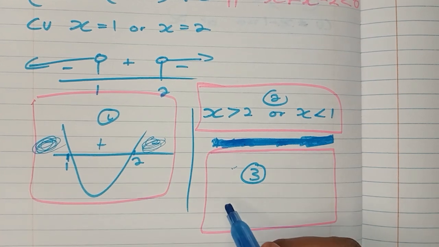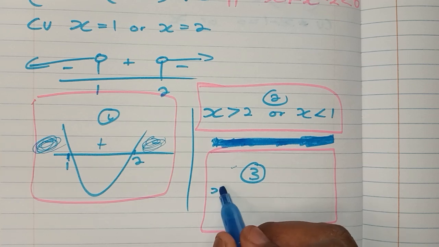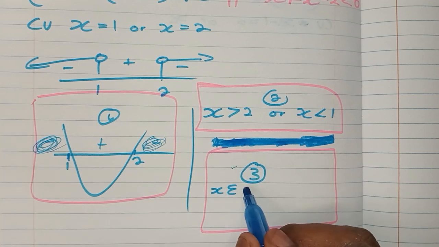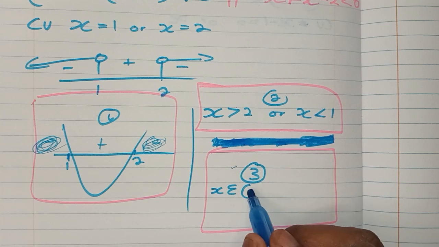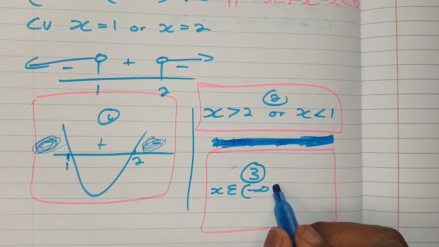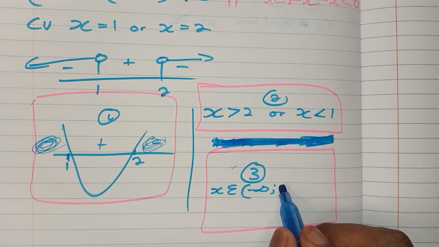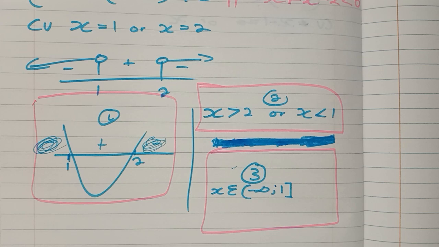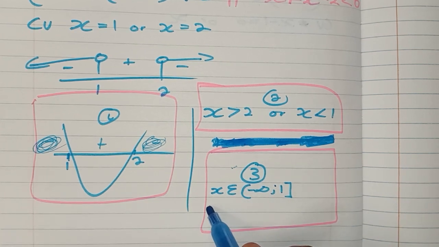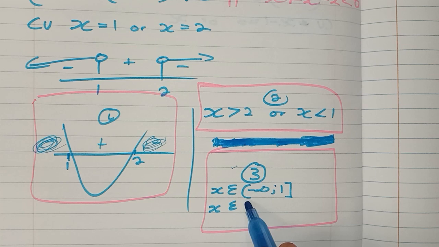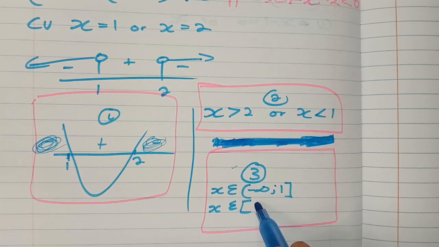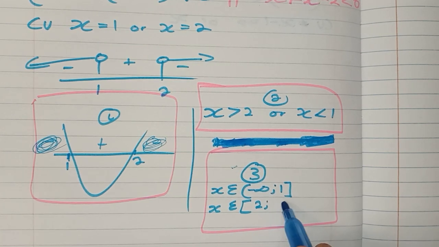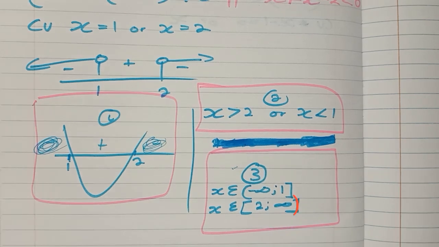All right, so we're now going to say x is an element of negative infinity to 1. Put a square bracket because the 1 is actually there, we can see it like it's there, but the negative infinity, we don't even know what negative infinity is, right? And you can also say x is an element of 2 to positive infinity.